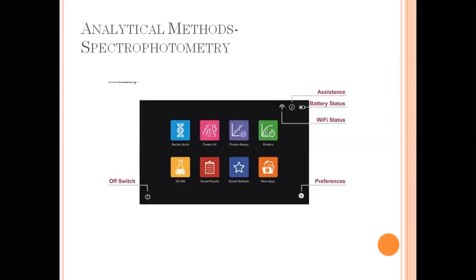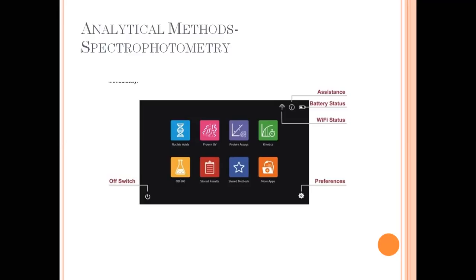Ayan. So this spectro comes with pre-programmed applications, okay, as well as the ability to create custom applications. So to select a method, you just have to click or tap on the corresponding icon present on the touchscreen. As you can see, these are the different icons that you can observe on our touchscreen using that spectrophotometer. And the method will open immediately as you click or tap on that.